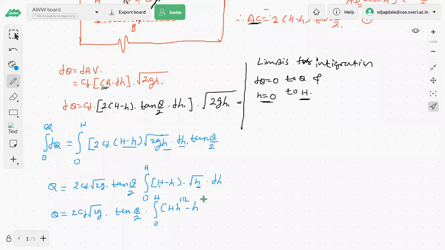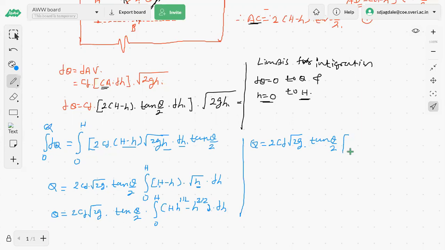3 by 2, into dH. That is, Q is equal to 2 times CD under root 2g tan theta by 2 in bracket.